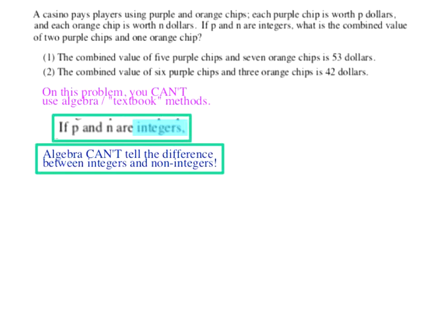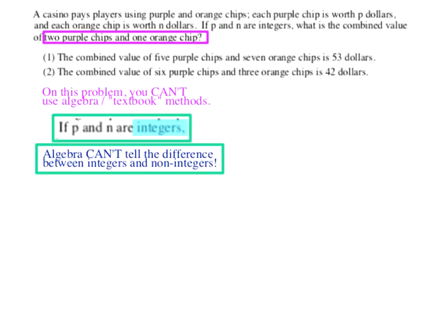Okay, so the combined value of 5 purple chips and 7 orange chips is $53. The first thing to do is specify the question. The question is, what is the combined value of 2 purple chips and 1 orange chip? You're going to want to make sure that that's what you find. Remember to keep this question in mind as you go through this.